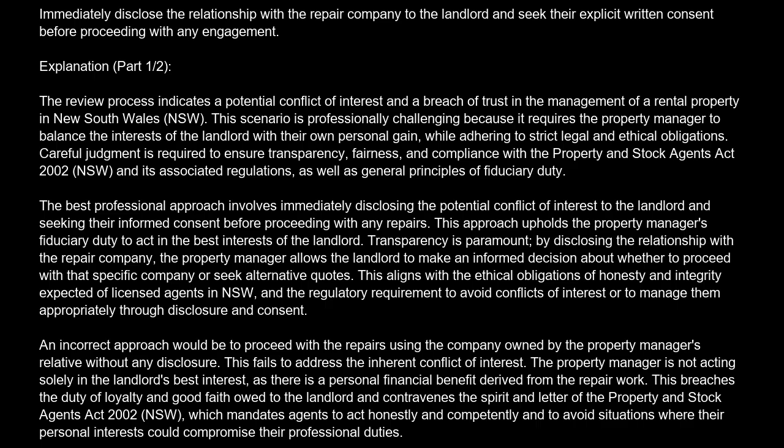The property manager is not acting solely in the landlord's best interest, as there is a personal financial benefit derived from the repair work. This breaches the duty of loyalty and good faith owed to the landlord, and contravenes the spirit and letter of the Property and Stock Agents Act 2002, NSW, which mandates agents to act honestly and competently, and to avoid situations where their personal interests could compromise their professional duties.